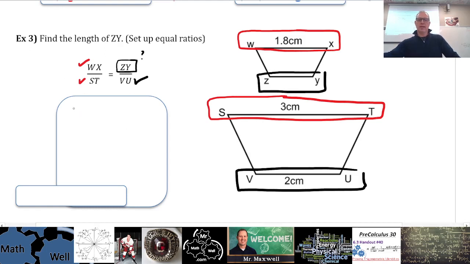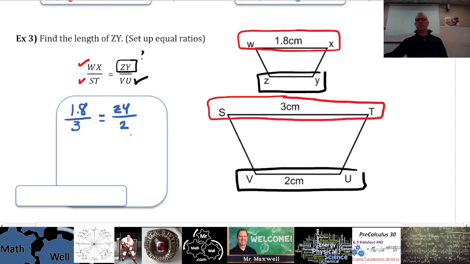So let's try that. You show your work here, so 1.8 divided by 3, and it doesn't matter if there's a decimal in this ratio. It's not a simplified final fraction answer here. We're just using this equation. So 1.8 divided by 3 equals ZY. We don't know what that is, so let's just leave it as ZY. And on the bottom here, the value is 2. Okay. So when you get to this point, do you know how to solve for ZY?